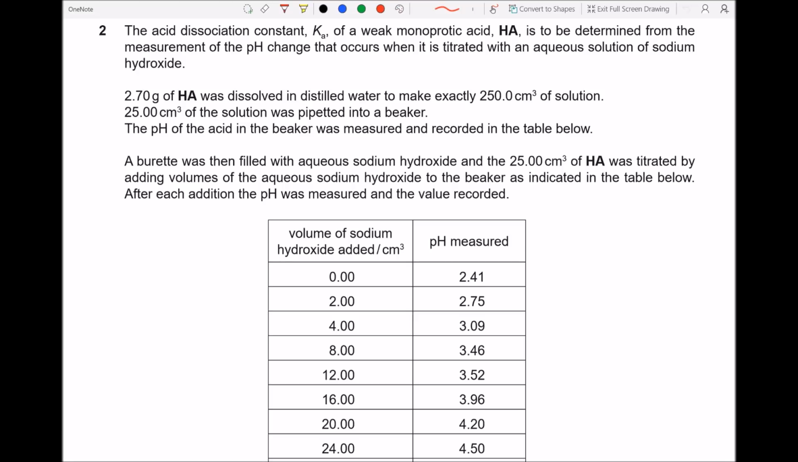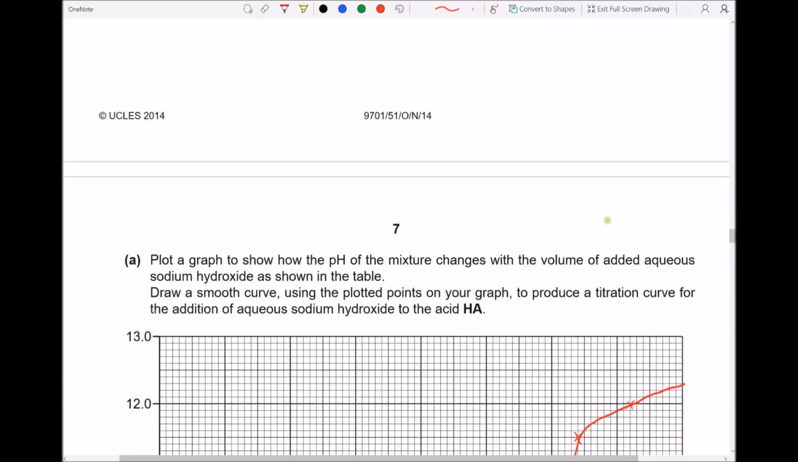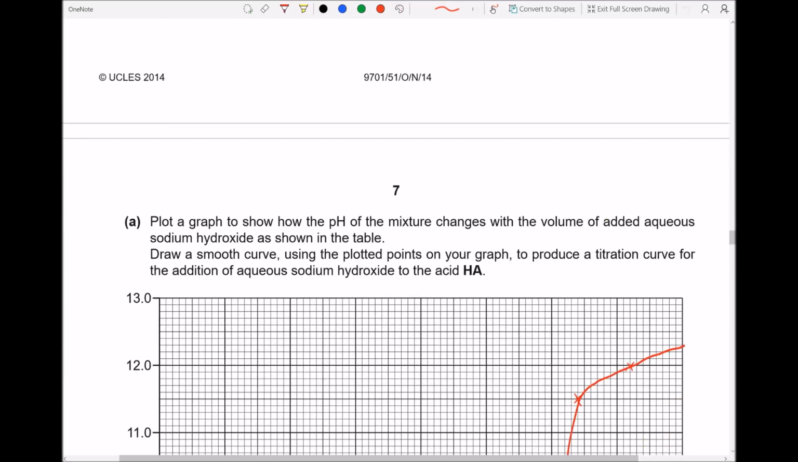It says the pH of the acid in the beaker was measured and recorded in the table below. A burette was then filled with aqueous sodium hydroxide, and the 25 centimeters cubed of HA was titrated by adding volumes of the aqueous sodium hydroxide to the beaker as indicated in the table below. After each addition the pH was measured and the value was recorded. So they're giving us a table of data, and you can see we've got the volume of sodium hydroxide added in centimeters cubed over here, and the pH that's been measured. It's very common for them to ask you to draw a graph in the second question. So they're giving you data and you need to plot a graph.